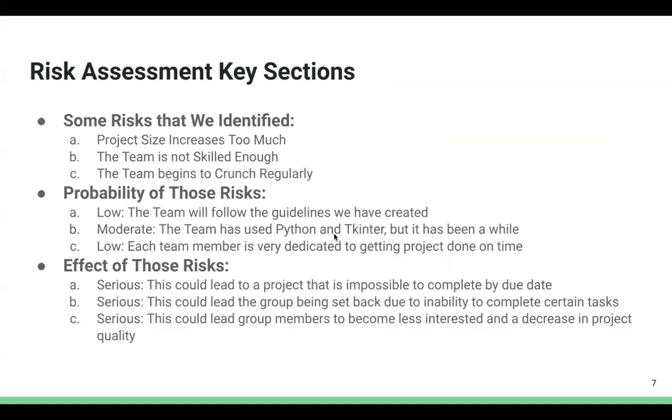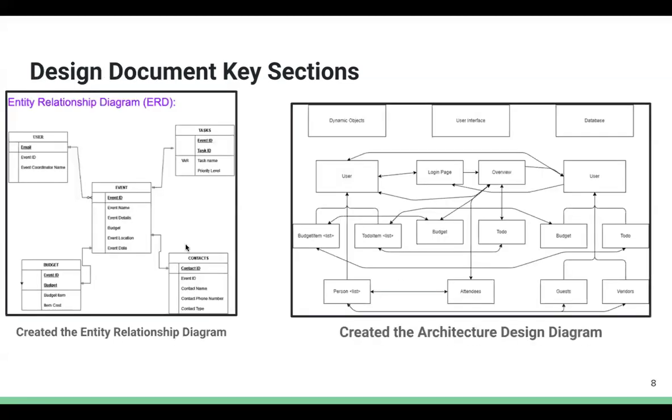Next document we created was a risk assessment. Some risks that we identified, these were just a few of them. The project size increases too much and the team is not skilled enough, or the team begins to crunch regularly. And you can see the probability of those risks. They were pretty low. One was moderate. And then all the effects were serious, but throughout our project, we did not incur any of these. If we did, we were able to solve it very quickly and not have to deal with it right at the turn-in date.